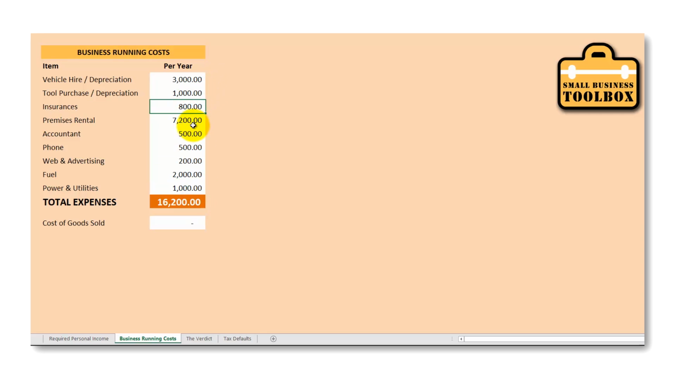Insurances are going to go up because you're going to have to pay for insurance for your premises. Vehicle, tools, if you've got a workshop, that'll definitely go up. Let's say £2,000. What else have we got? We'll assume accountants, phone, web. You're probably going to want to spend a bit more on advertising to make sure that you can make enough money. So there's your business running costs now.